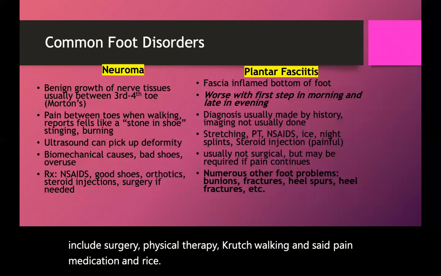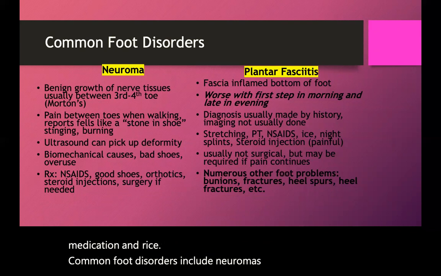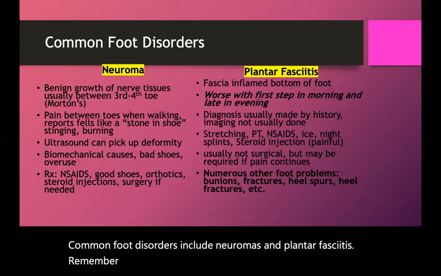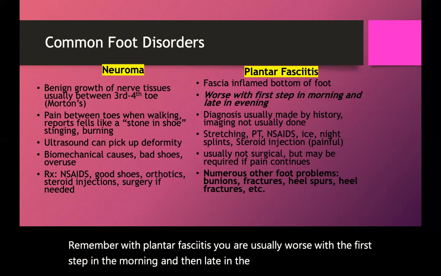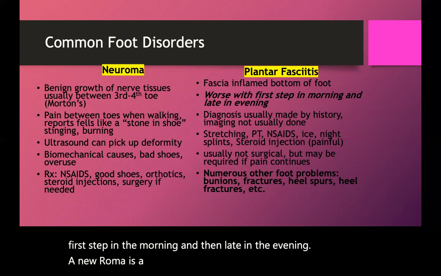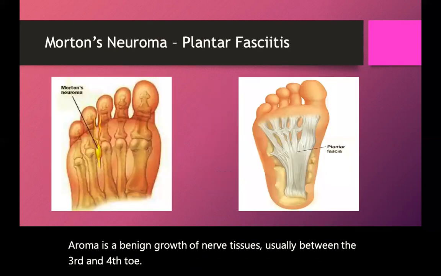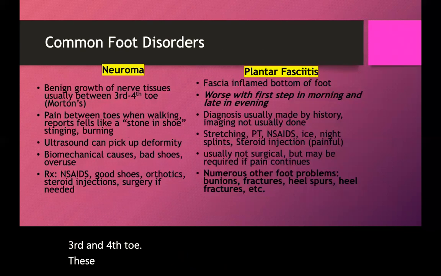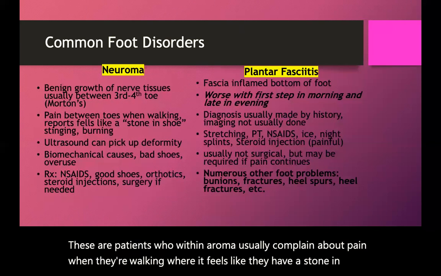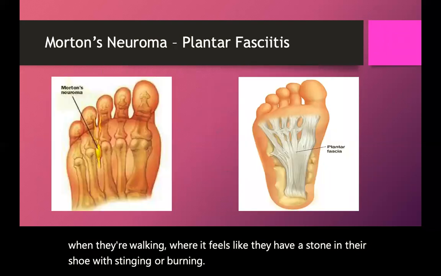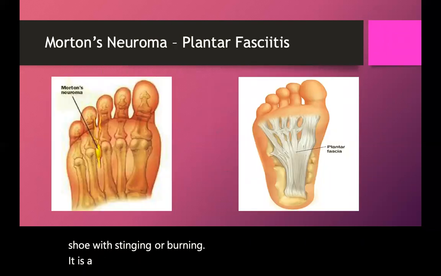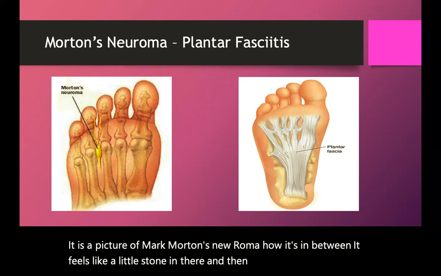Common foot disorders include neuromas and plantar fasciitis. Remember, with plantar fasciitis, you're usually worse with the first step in the morning and then late in the evening. A neuroma is a benign growth of nerve tissue, usually between the third and fourth toe. These patients usually complain about pain when they're walking, where it feels like they have a stone in their shoe, with stinging or burning. See, there is a picture of Morton's neuroma, how it's in between. It feels like a little stone in there. And then the plantar fasciitis is more in the arch.